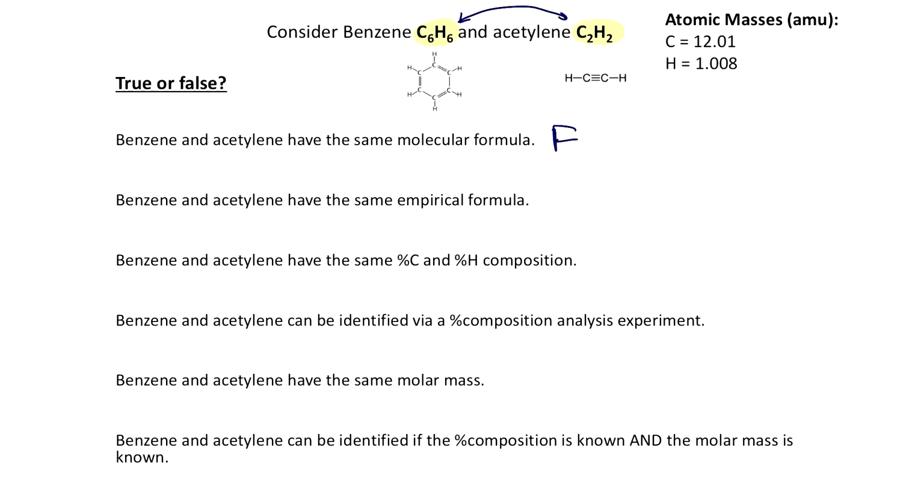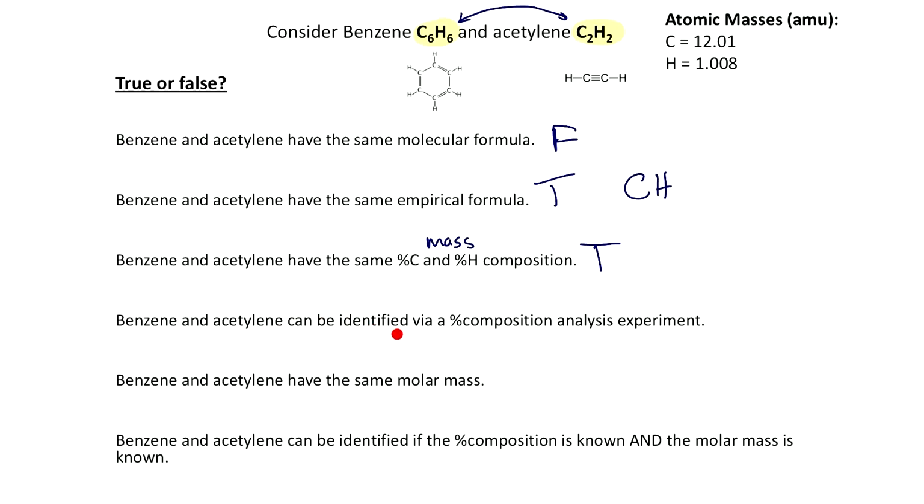But benzene and acetylene have the same empirical formula. They do, yes, they're both CH. Benzene and acetylene have the same percent carbon and hydrogen composition. That is true as well. You can try it yourself. Sorry, it's just CH, not CH2. If you calculate the percent mass of each of those elements in each of these compounds, you'll get the same exact number. And the reason is because they both have the exact same empirical formula. All right, so yeah, that's true.